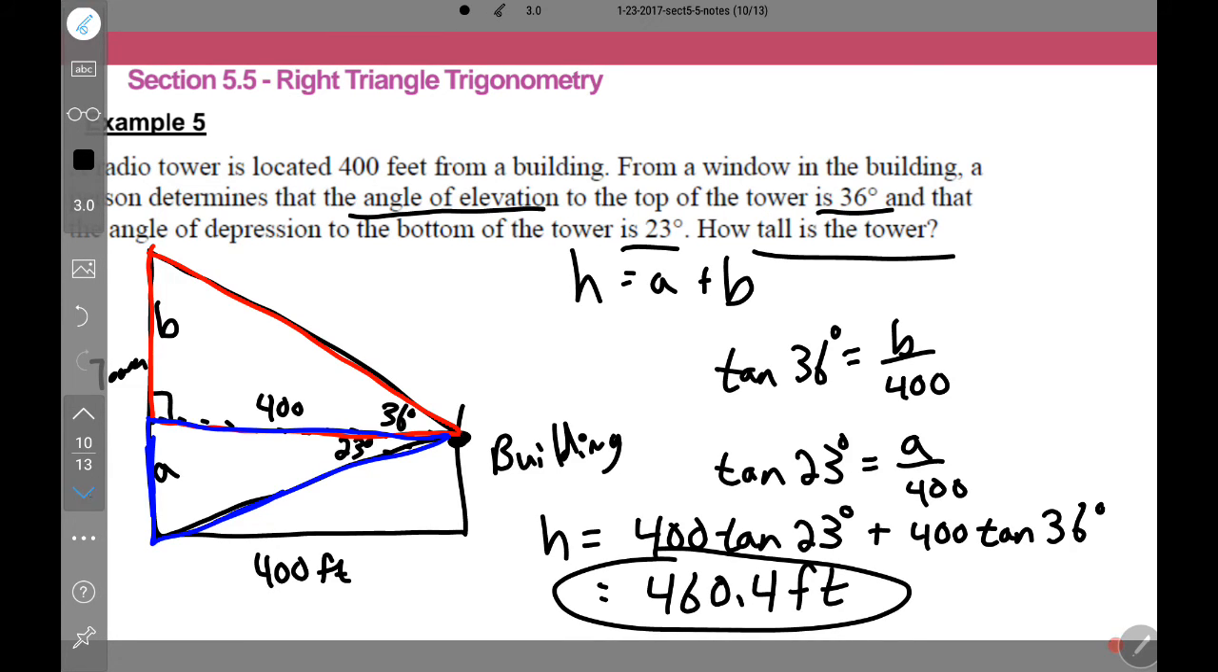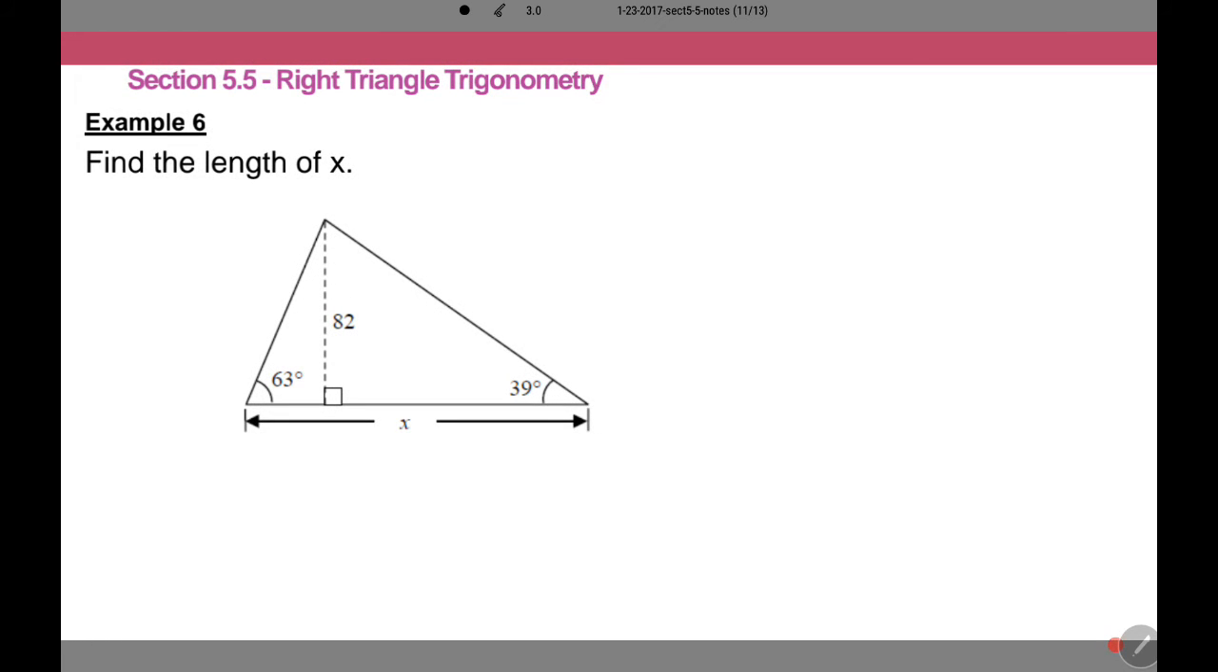So again, as you're doing these word problems, the key is to draw a good picture. Here we've got a triangle already. We know the height of the triangle is 82 down here in the middle, and we have two of the angles. We're asked to find the whole bottom. So really, the key here is to split it into two triangles, this piece being A and the piece over here being B.